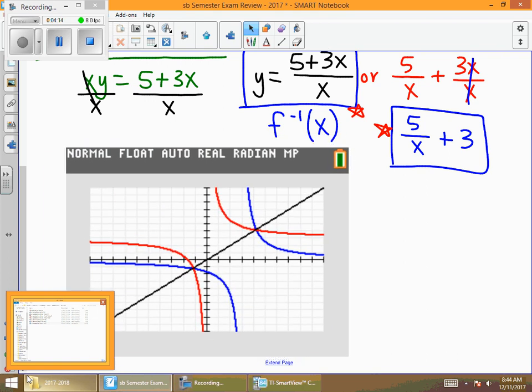So a way you can check to make sure you did this right is if your original and your inverse overlap, the line y equals x should also overlap. So all three of them at the same time should overlap. And the same thing happens here. So that should be a visual check to make sure that you did the inverse right.